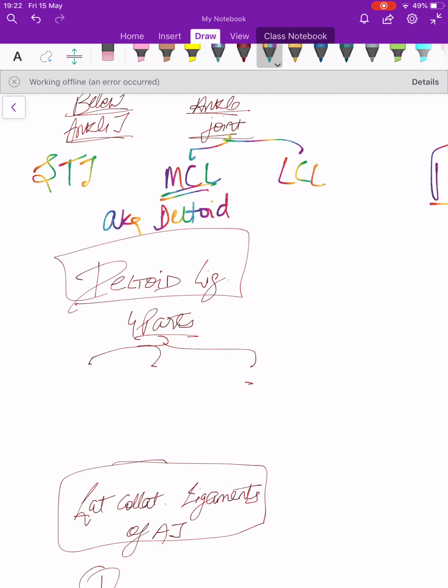The first part is the tibio-navicular part. The second part is tibiocalcaneal part. The third part is the tibio-talar part. Okay, tibio-talar parts are divided into the anterior part and the posterior part.